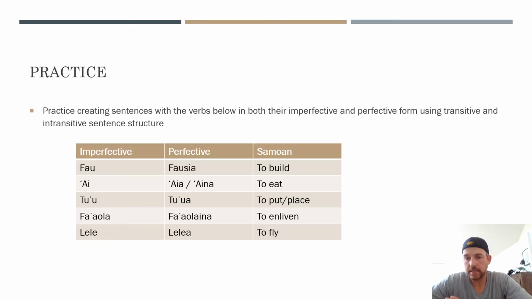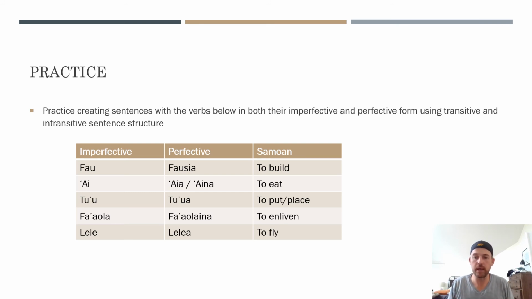So for practice, what I would just encourage you to do is practice building sentences using the traditional sentence structure that you've learned up to this point, and then I would flip the verb to a perfective verb, and then I would flip the sentence to using a transitive sentence structure. And this is to just try and get you to be able to move back and forth.